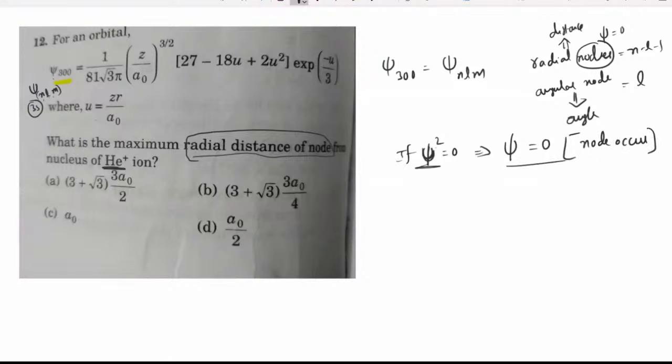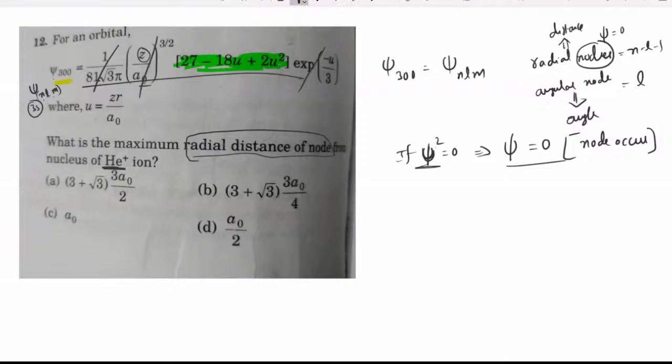Understood? So at this distance, a node occurs. That means I have to equate the psi value to 0. This is the total psi. This value cannot be 0 because it is a constant. Z is nothing but the atomic number, a constant. a naught, Bohr's atomic radius, is also constant. The exponential can never be 0. So this component only can become 0 if psi equals 0.